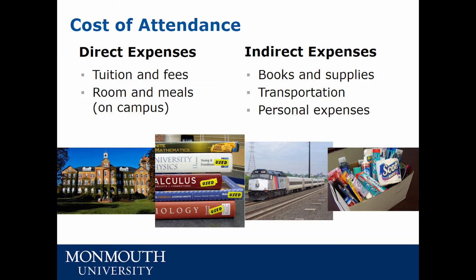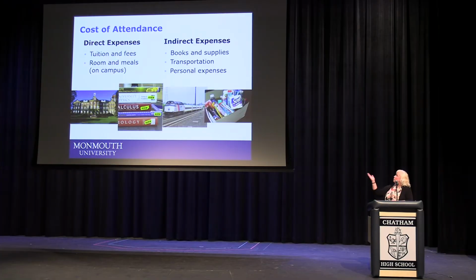Direct expenses are things that the college will bill you for, like tuition and fees, room and meals if you're living on campus. But we also have indirect expenses like books and supplies, transportation, and personal expenses, because we want students to understand that it's not just being able to pay your bill. You need to be able to cover these additional costs as well to be able to attend. All students do need some funds for their books and supplies.